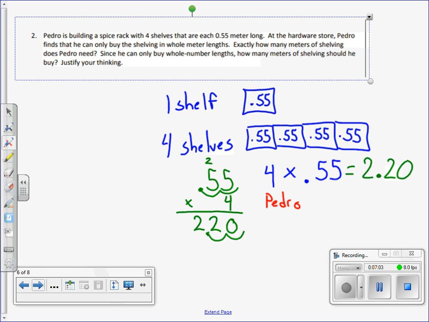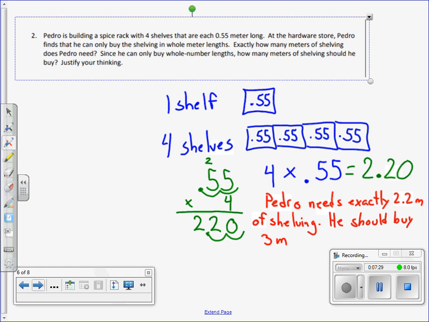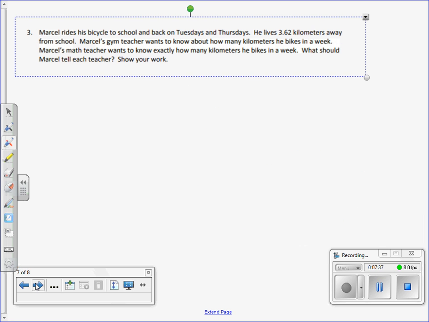Pedro needs exactly 2.2 meters. Remember, we can leave that last 0 off. Therefore, he should buy 3 meters. He doesn't want to buy only 2 meters. He wouldn't have enough. So he's got to buy 3. On to the next one.